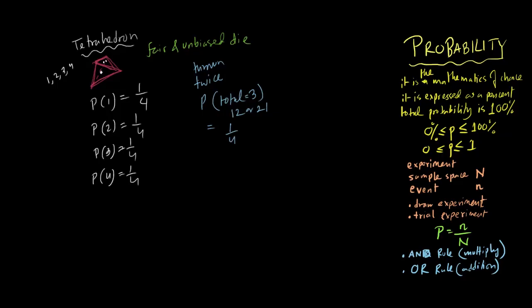So probability of 1 is 1 by 4 and is multiplication. Probability of 2 is 1 by 4. Same thing has 2 permutations. You do 2 into this, so this is going to be 1 by 8 is the probability. So that's the idea of a tetrahedron die.